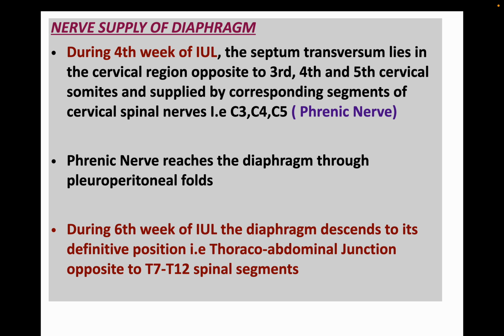During the sixth week of intrauterine life, the diaphragm descends to its definitive position. So what is the definitive position of the diaphragm? That is the thoraco-abdominal junction, opposite to which segment, level of which segment? That is T7 to T12 spinal segments. So initially it was lying at the C3, C4, C5 level, but as the descent of the diaphragm is happening, it is coming and lying to this position, that is T7 to T12 spinal segments.